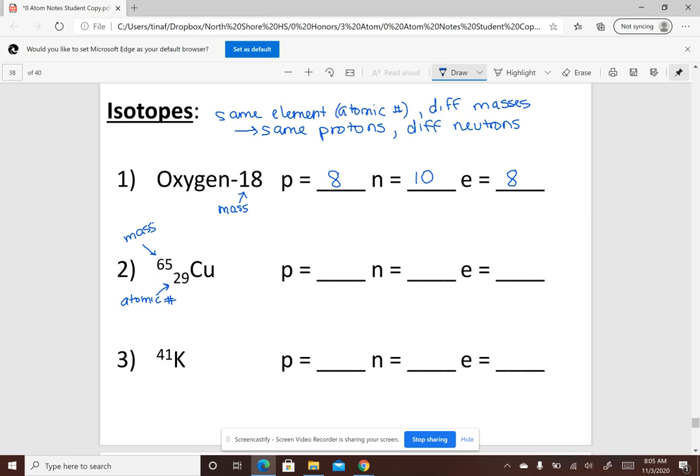So it makes sense, though, when you're given 2 numbers, the higher number is the mass because the higher number is what's made of the protons and neutrons. Okay, the atomic number is just the protons, so it's always going to be lower than the mass.